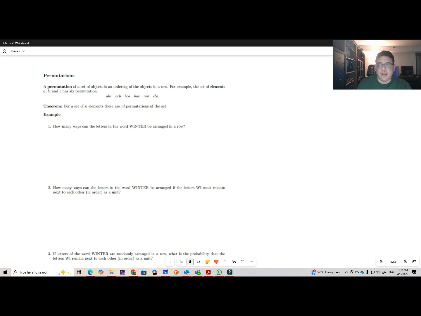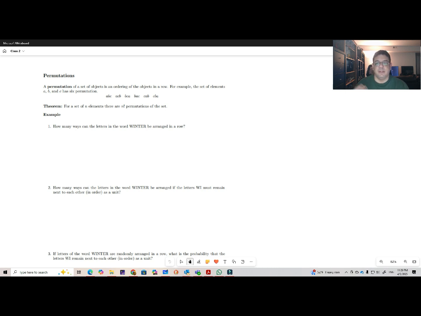All right. So now that we introduce the multiplication rule, one of the first things that we can think of is the concept of permutation. Let's say that we have a set of objects that have an ordering in a particular row. So, for example, the set of elements composed of the letters A, B, and C. If we take those A, B, and C and arrange them in a row, we can have six possible permutations. Those possible permutations are going to be ABC, ACB, BCA, BAC, CAB, and CBA.